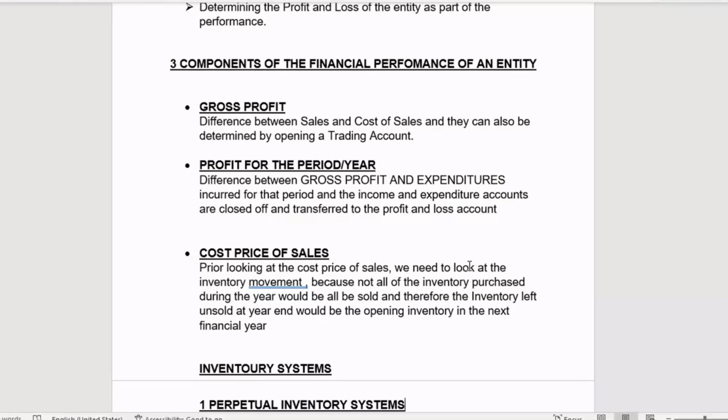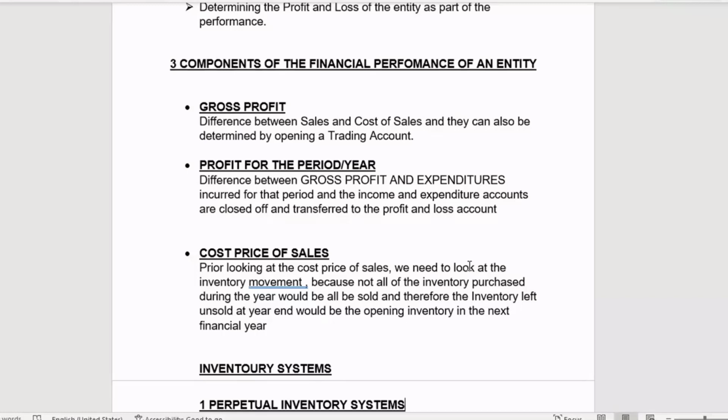Right, let's look at the cost price of sales. Prior to looking into the cost price of sales, we need to look at the inventory movement, because not all of the inventory purchased during the year will be sold, and therefore the inventory left unsold at the end of the year will be the opening inventory in the next financial period. Like with Pick n Pay, when they do their financial statements, obviously there is going to be some tinned stuff or maize meal or meat on the shelf. And then they do what's called a physical count of how much that stock on the shelf is worth. Whatever is attached to the stuff that is left on the shelf is going to be transferred as an opening inventory in the next financial period.